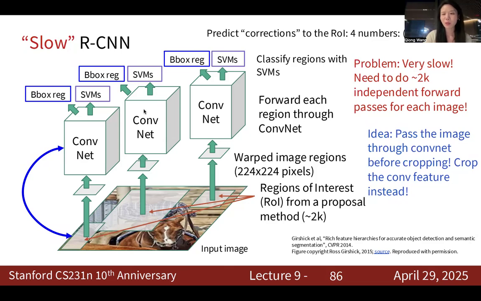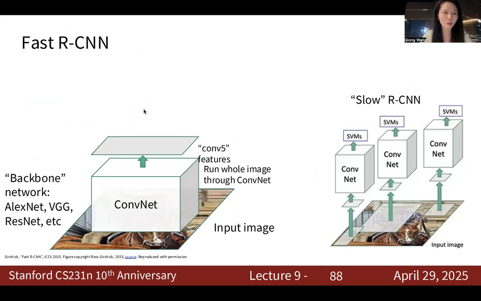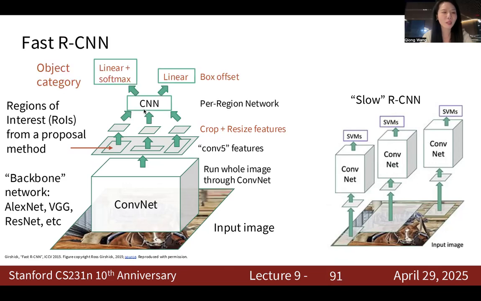We have an idea: pass the image through the convnet before cropping, and crop the convolutional features inside. What do we do? Okay, this part is about Faster R-CNN. Let us see what we do. We use the backbone network first, such as AlexNet, VGG, ResNet, and so on. And then we get the regions of interest from a proposal method. We crop and resize the features, and we get the object category and the box offset.